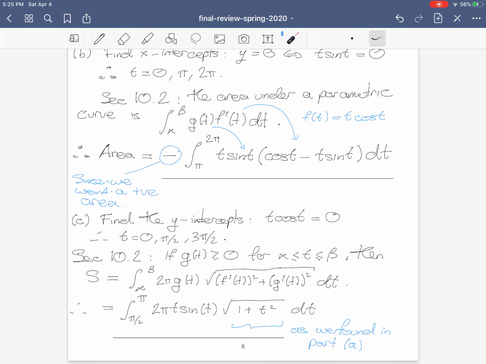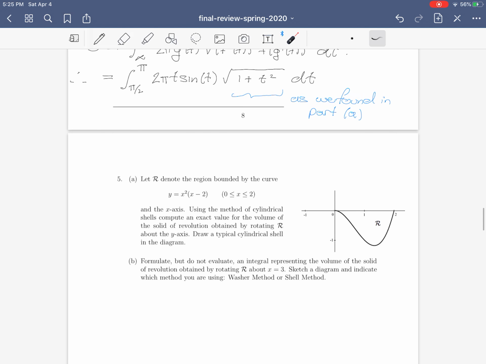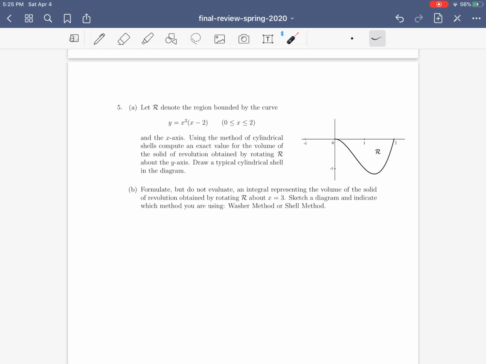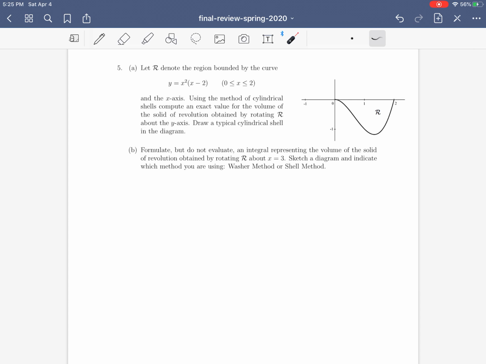Okay, so let's move on, and now we're going to move on to calculating some volumes. And I am struggling to find my notes. Okay, here are my notes.